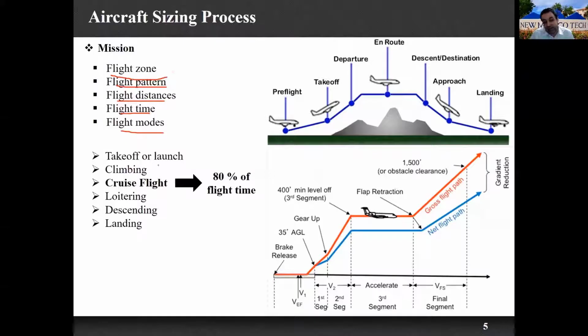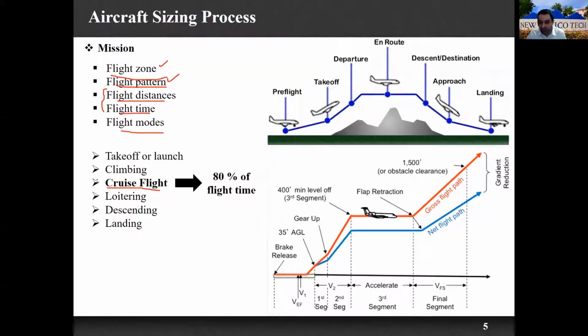Or we can have climbing, so the airplane should climb to a certain altitude. Then we have a cruise flight, which is usually 80% of our flight time. Then we have loitering or turning, so it should turn our airplane. We have descending and eventually landing. So we talked about flight zone, flight pattern, flight distance and flight time. These are required in order to initiate the design. And then we have the flight modes that we'll discuss later on, where we have different scenarios.